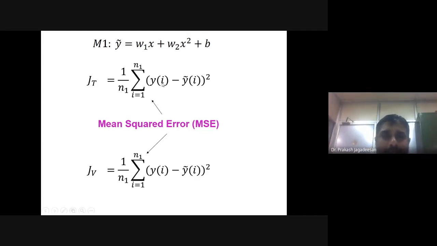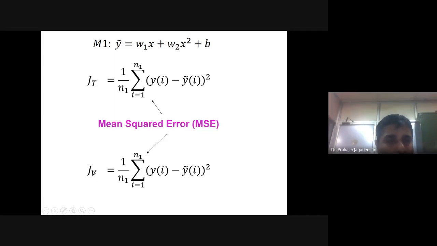So here I've given the relationship. This is basically your output of the system, and y tilde is your output of the model. Here again we have assumed that there are n1 observations. This term is nothing but the sum of squared error divided by the number of data points. So this is basically mean squared error. We call it the mean square error using the training data points.